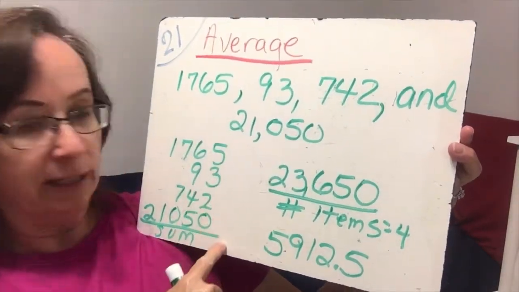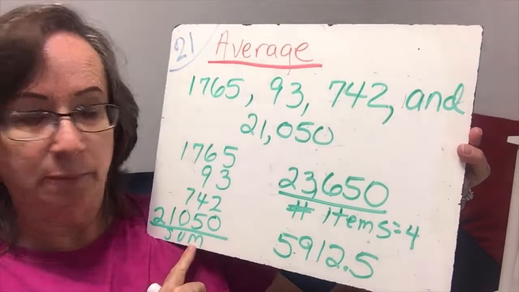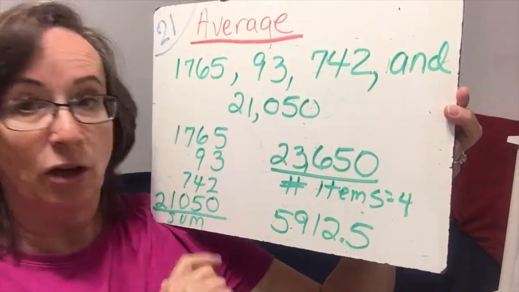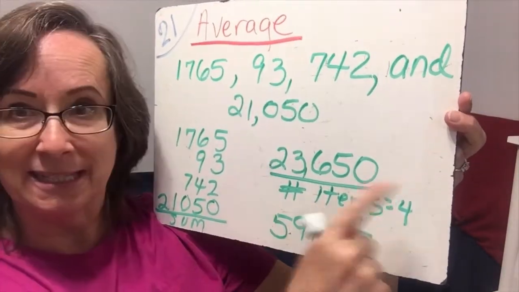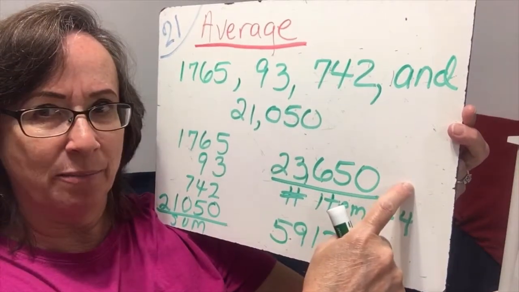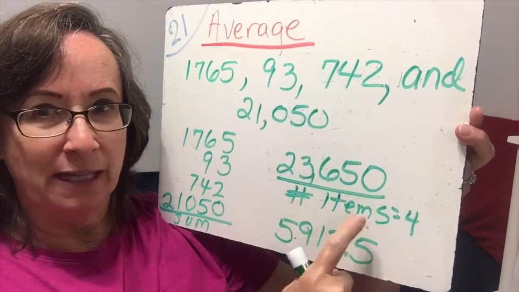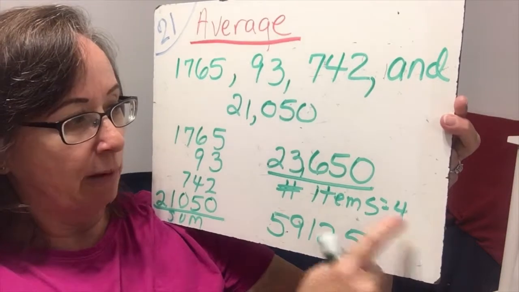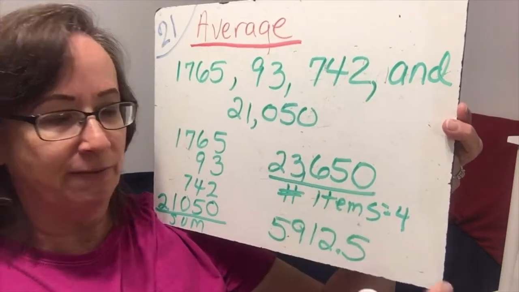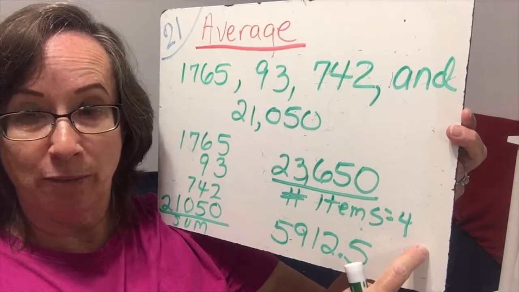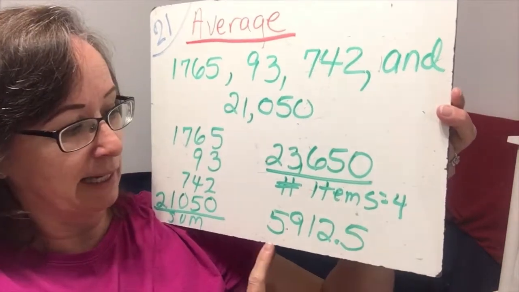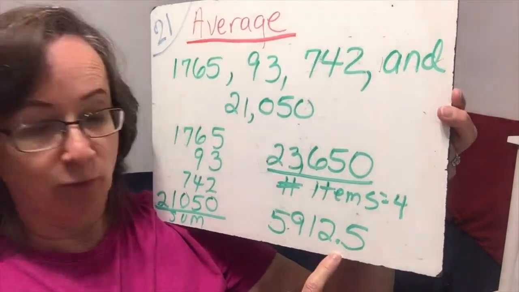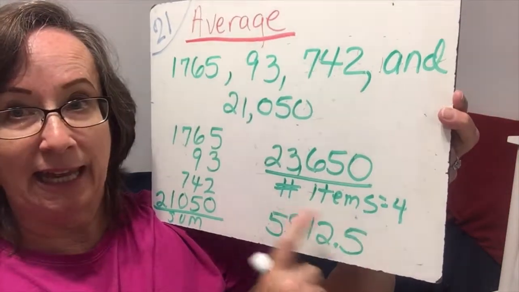So we add all the numbers up to get the sum of the numbers. And the sum of the numbers is 23,650. So you should do that math, all right? But that is the sum. And then we divide the sum by the number of items that we had. Well, we had 1, 2, 3, 4 items. So the number of items is 4. And we're going to divide 23,650 by 4, so you're going to have to do that with long division, and then we wind up getting 5,912 and a half, or 5,912.5. So that is the average.